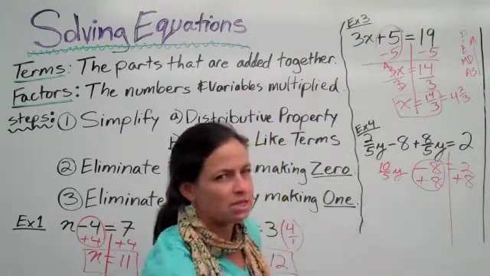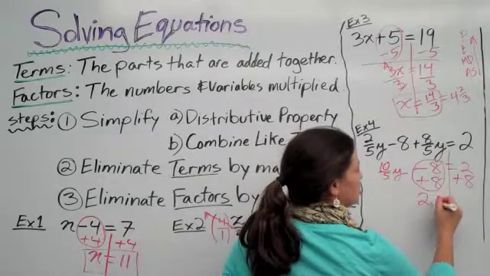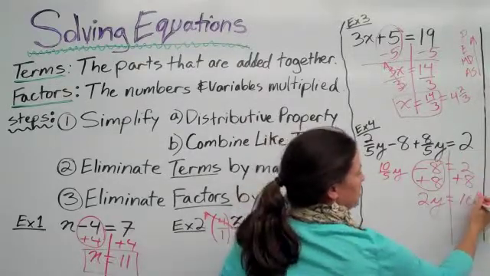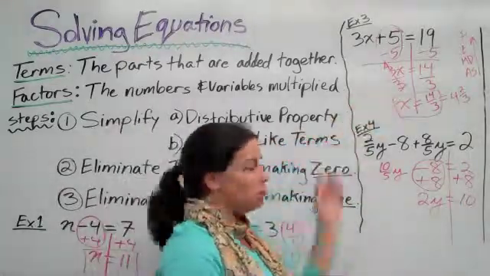Well, wait, what is 10/5 y? 10 divided by 5 is 2. So this is actually just 2y. And then what's 2 plus 8? 10. Now remember in this one where we said divide by 3? You can do that again.